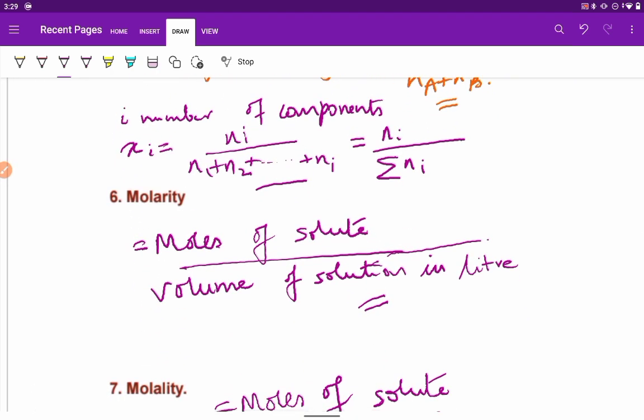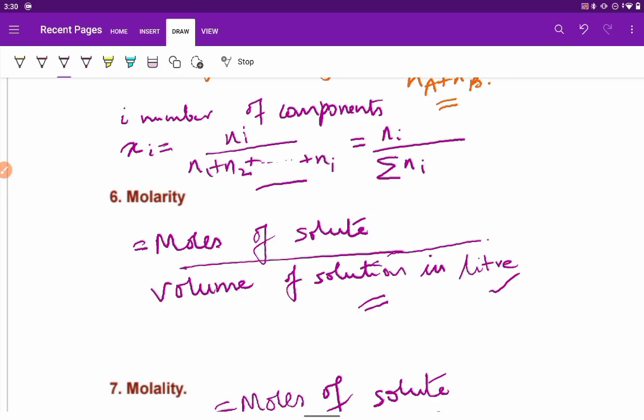Next, what we have to see is molarity. Molarity is defined as the number of moles of solute dissolved in 1 liter of solution. So that is equal to moles of solute divided by the volume of the solution in liters. If we say 0.25 moles per liter solution of NaOH, it means 0.25 moles of NaOH is dissolved in 1 liter. So this volume of the solution has to be taken in liters.